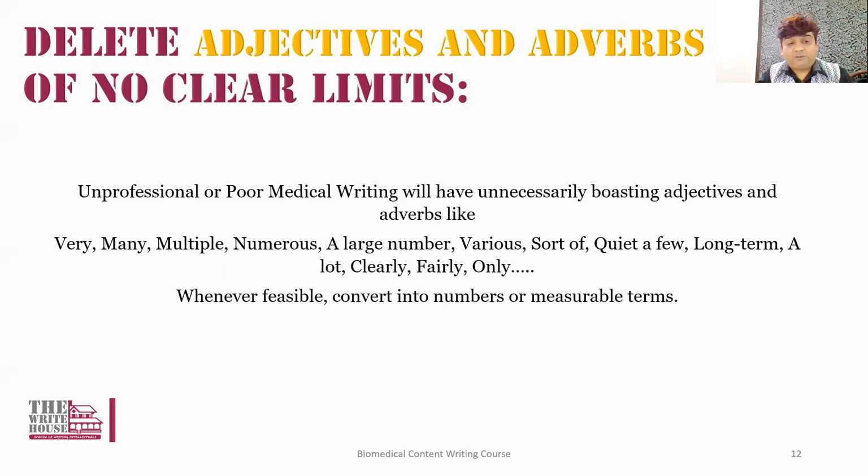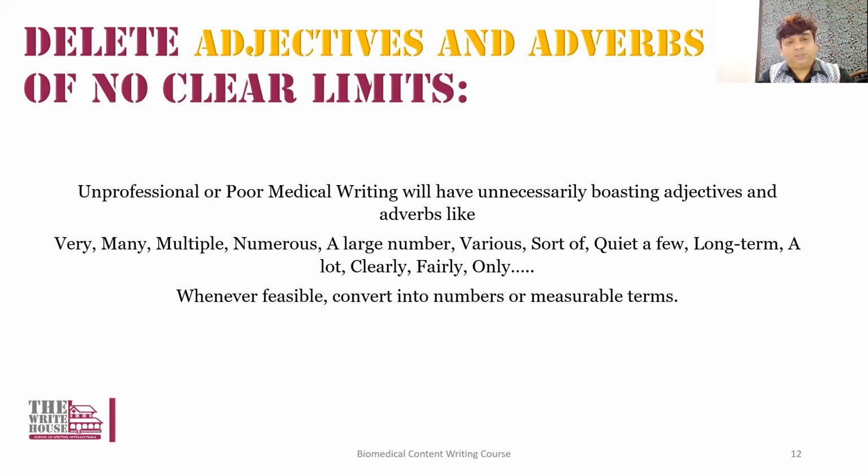These adjectives and adverbs consist of very, many, multiple, numerous, a large number, various. Nobody knows what is very, what is many, what is numerous, what is a large number, what is a small number, because large number and small number are all subjective things. So when you are writing for the sciences, especially biomedical or the life sciences, you should be clear of what you mean by multiple, very high, large number, various sorts of, quite a few, long term.